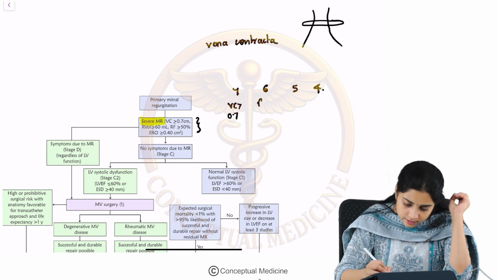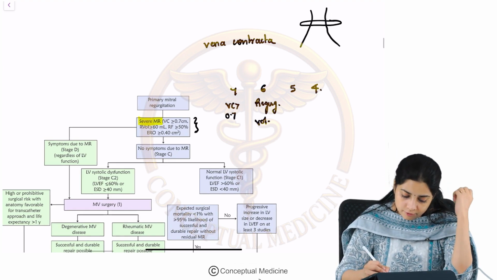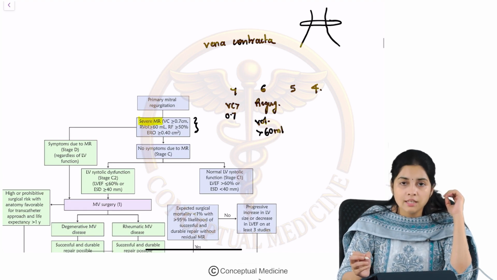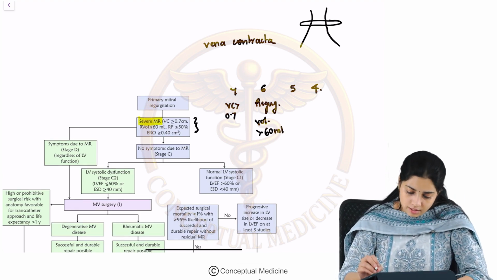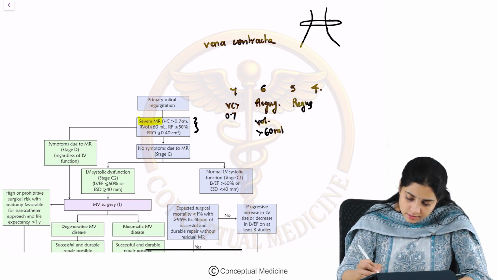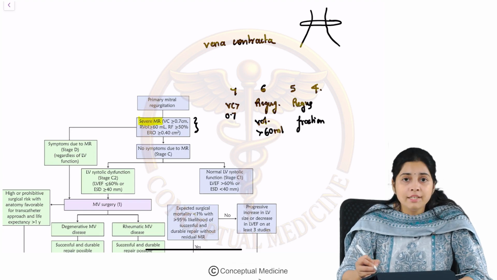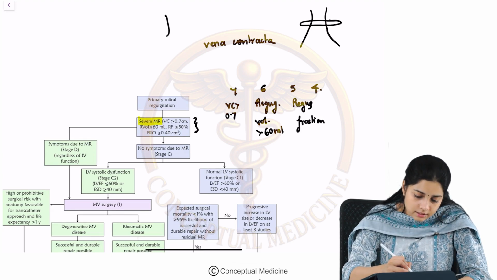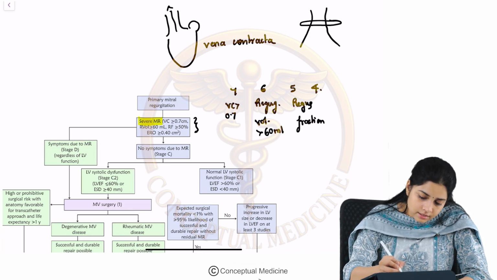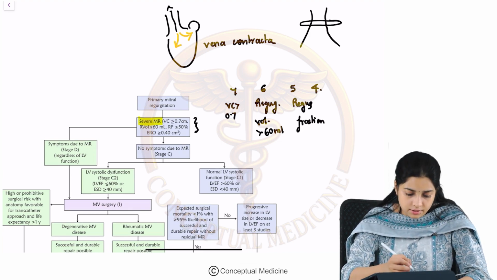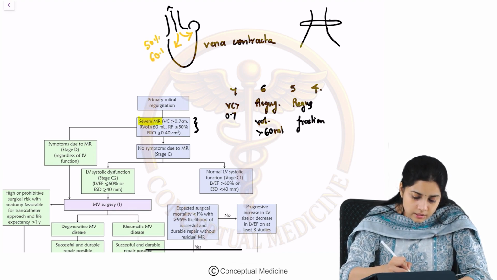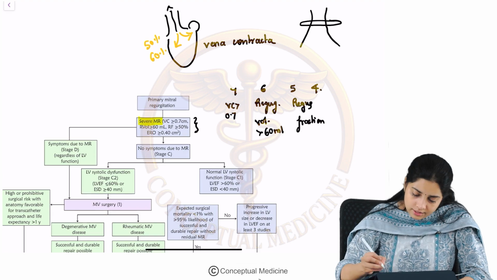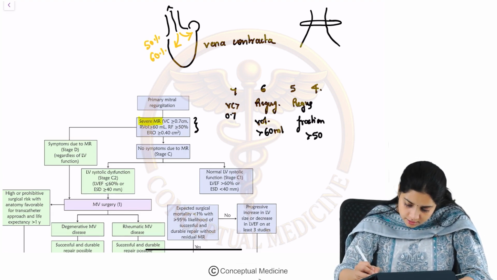Then we look at the regurgitant volume, or the volume of regurgitant blood. If the volume of regurgitant blood is more than 60 ml, then this is a severe MR. Then we look at the regurgitant fraction. What is the meaning of regurgitant fraction? How much percentage of the blood that is ejected is coming back as regurgitation, right? Is it 50%? Is it 60%? So that is your regurgitant fraction. Regurgitant fraction more than 50% is severe MR.